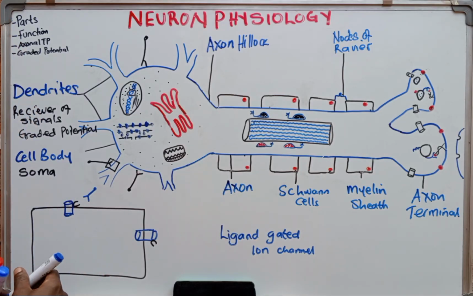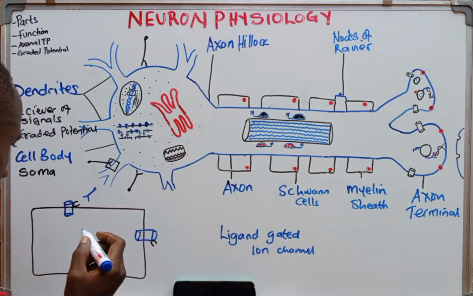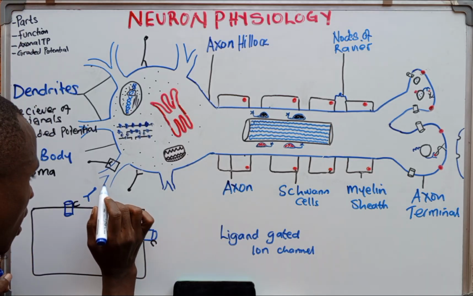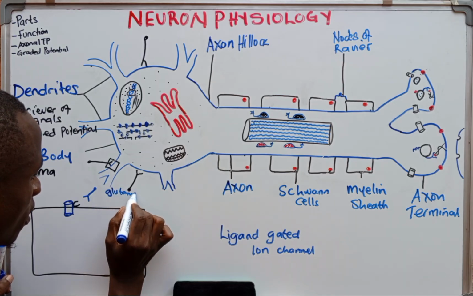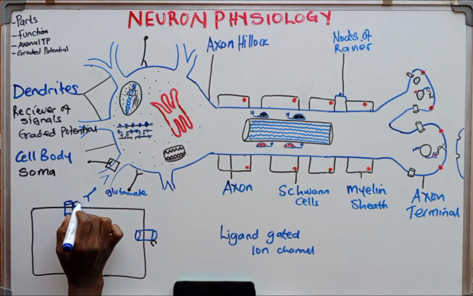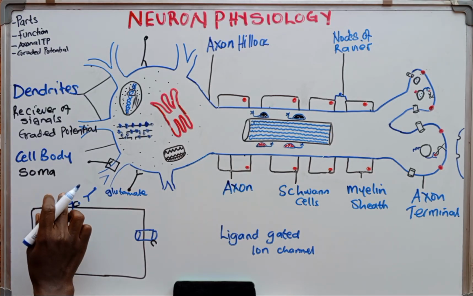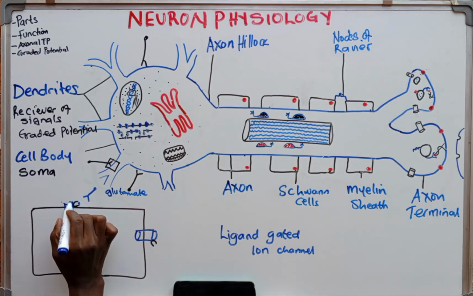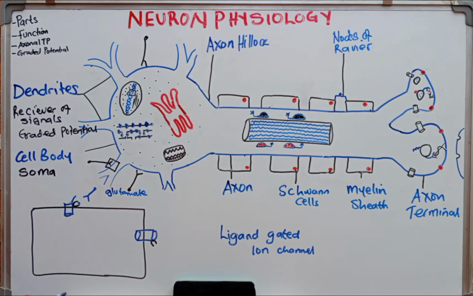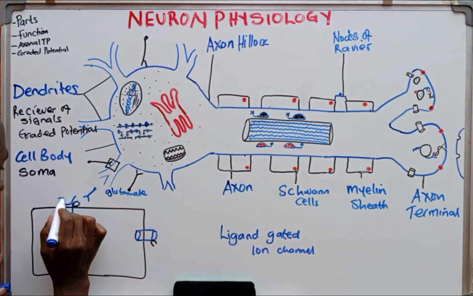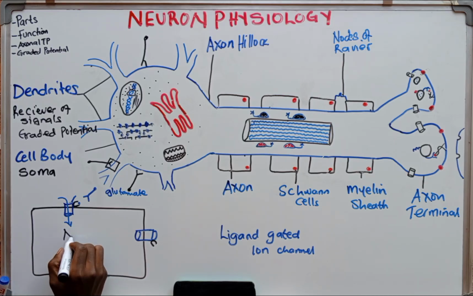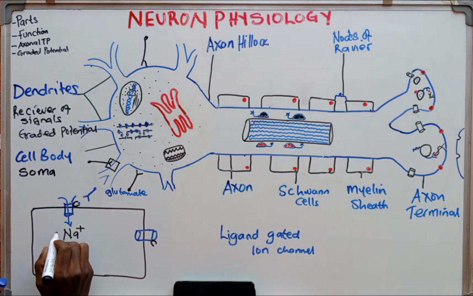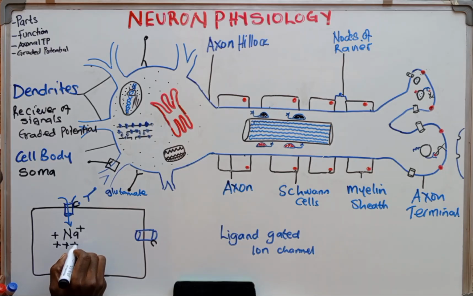For example, this one is an excitatory neurotransmitter, like glutamate. If this neurotransmitter comes and binds on this receptor, it is going to cause the ligand-gated ion channel to open up. When it opens up, guess what happens? We are going to have entrance of different cations, primarily sodium ions. So you are going to have a lot of sodium ions coming inside here.